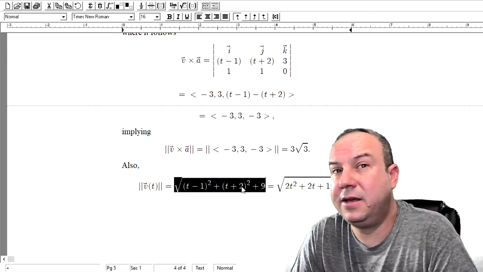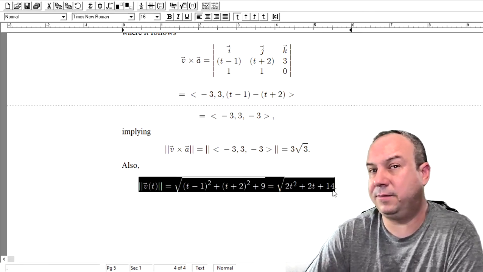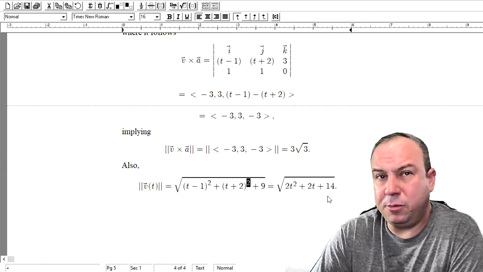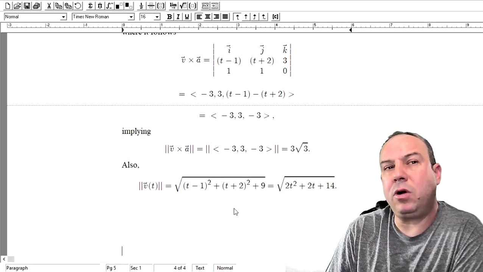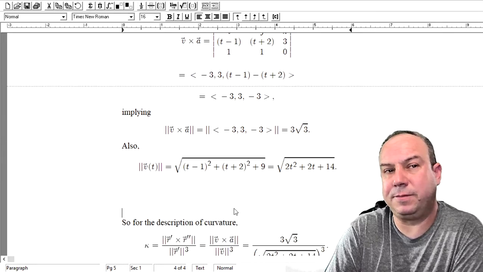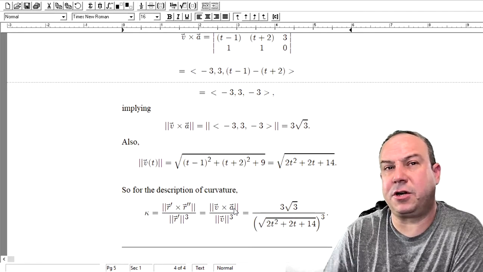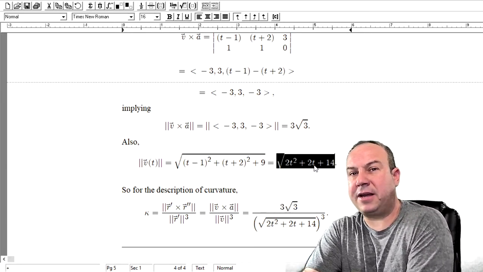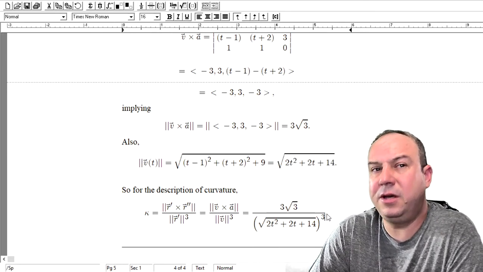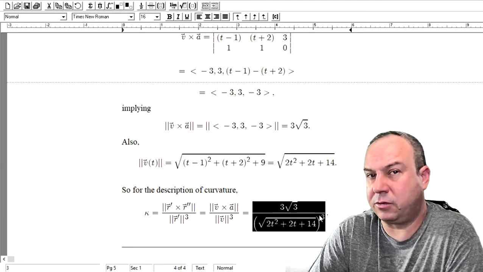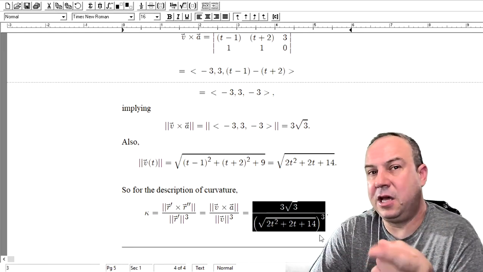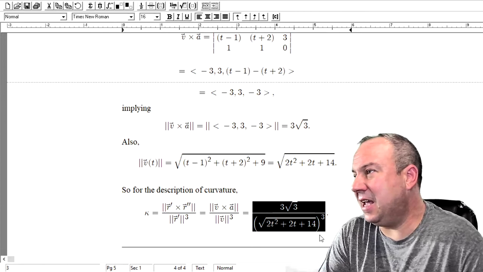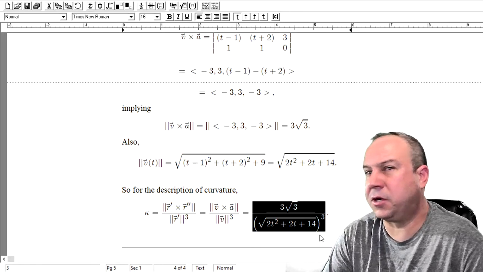But if we expand all this out, we do get a nice, simpler looking quadratic underneath our radical, which when cubed and placed underneath this quantity will give us our description of curvature. So for our description of curvature, we place that magnitude calculation in the numerator and put it over the magnitude of our velocity function cubed. We prepared this description of curvature in terms of parameter t, and all we started with was our description of velocity. An interesting way to go about setting up a curvature calculation.